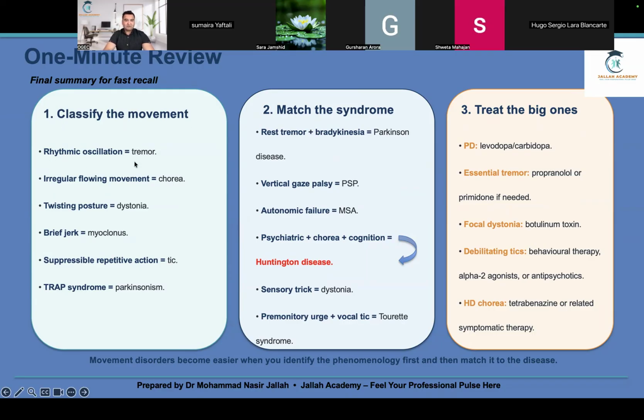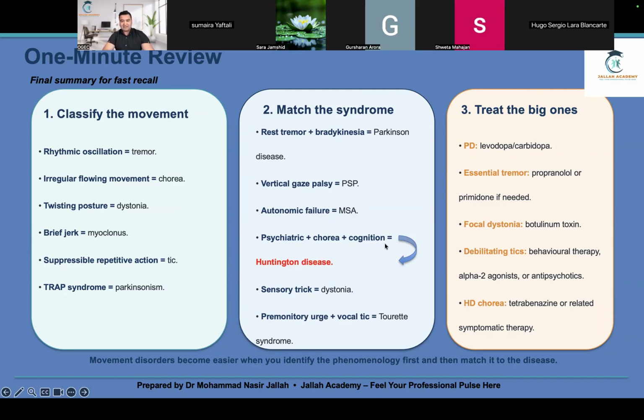So to classify: rhythmic movement is tremor. Irregular flowing movement, chorea. Twisting posture, dystonia. Brief jerk, myoclonus. Suppressible repetitive action, tic. Parkinsonism: resting tremor, bradykinesia is Parkinson's. Vertical gaze palsy is PSP, which is a very atypical type of Parkinsonism you don't have to worry about. Autonomic failure is MSA, which is another atypical condition of Parkinsonism.